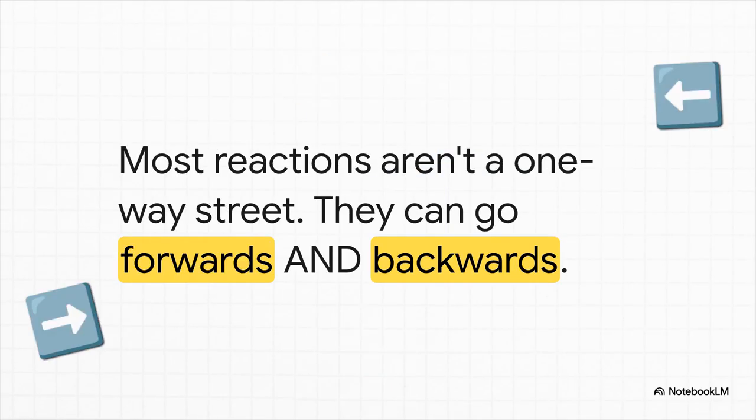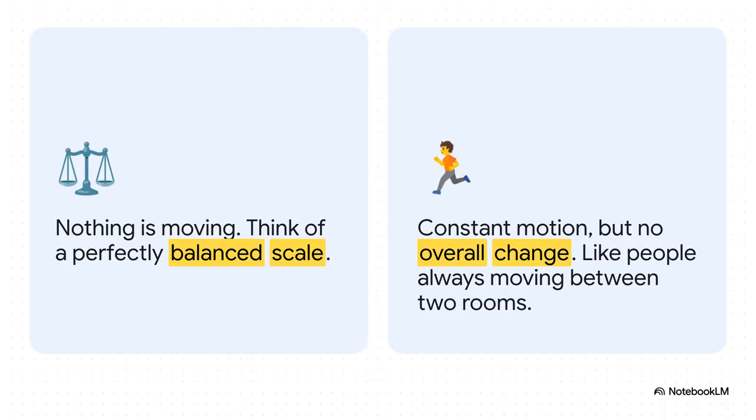And here's the secret. Most chemical reactions aren't a one-way street. They're reversible. It's not just reactants turning into products. Oh no, those new products can actually turn right back around and become the reactants they started as. It's a two-way highway.